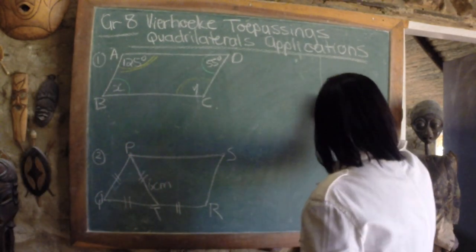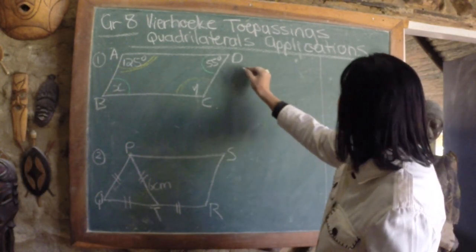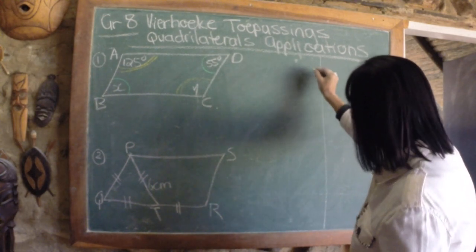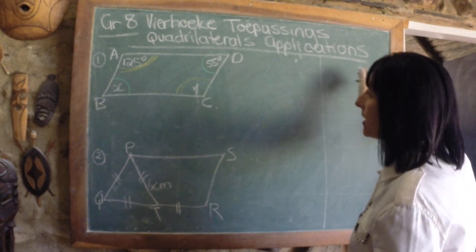Draw a line in your textbook. So you make a statement on the left hand side en jy gee 'n rede aan die regterkant.